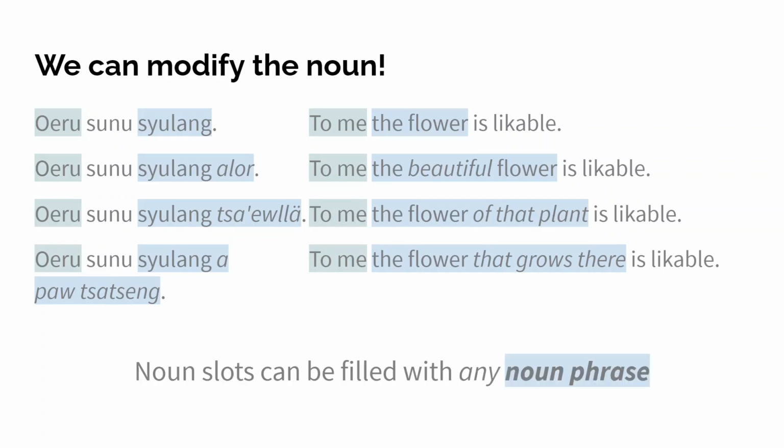So, what do we see here? Noun slots can be filled with any noun phrase, not only with a noun. What's the difference? A noun would be only siulang, but a noun phrase is a noun plus everything that describes the noun or belongs to the noun basically. This can be, like in the second sentence, just an adjective. That can be a genitive, like siulang tsaewile, the flower of that plant. It can be a whole subclause, siulang apau tsatseng. As long as the core of it is the noun, we can fill it into a noun slot.